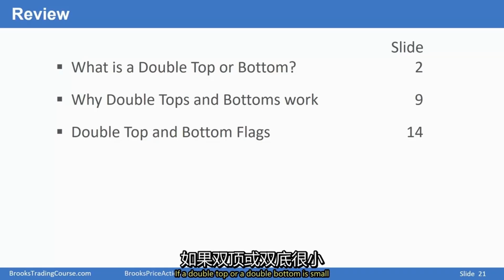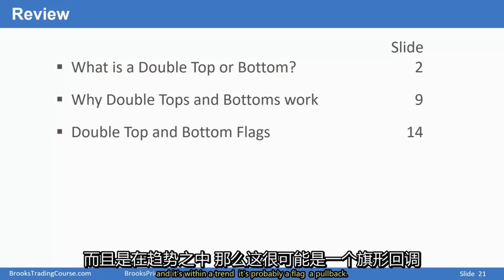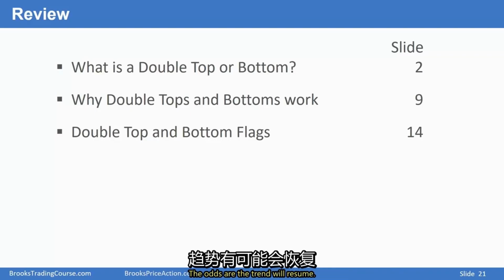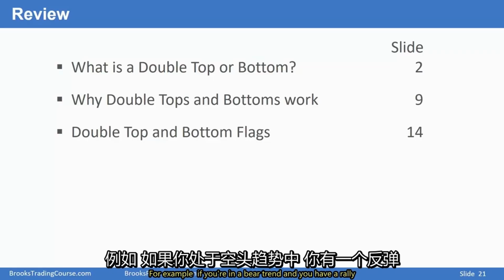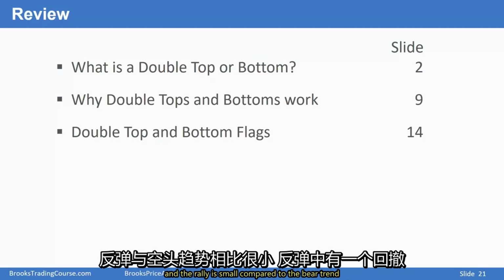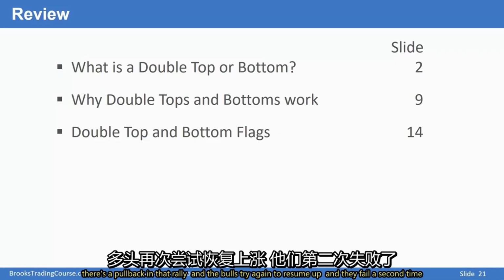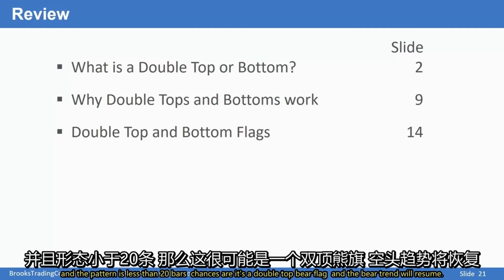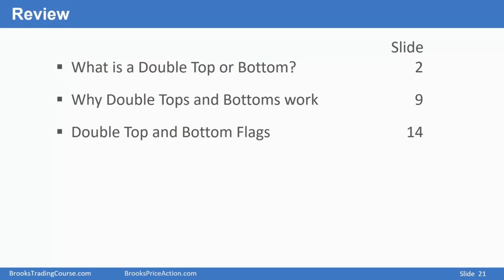If a double top or a double bottom is small and it's within a trend, it's probably a flag, a pullback. The odds are the trend will resume. For example, if you're in a bear trend and you have a rally and the rally is small compared to the bear trend, there's a pullback in that rally, and the bulls try again to resume up, and they fail a second time, and the pattern is less than 20 bars, chances are it's a double top bear flag, and the bear trend will resume.